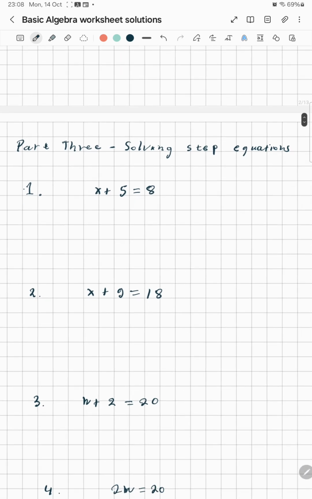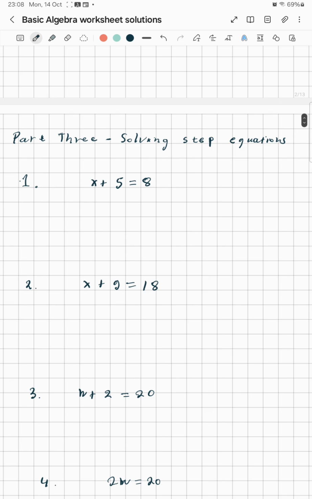For part 3 we need to solve these equations. These are called single step because we solve them in one step. We keep the x isolated to the left and we take the other number to the right side, flipping the sign. So this should be 8 take away 5. So this goes to the other side and changes the sign. X is equal to 3.